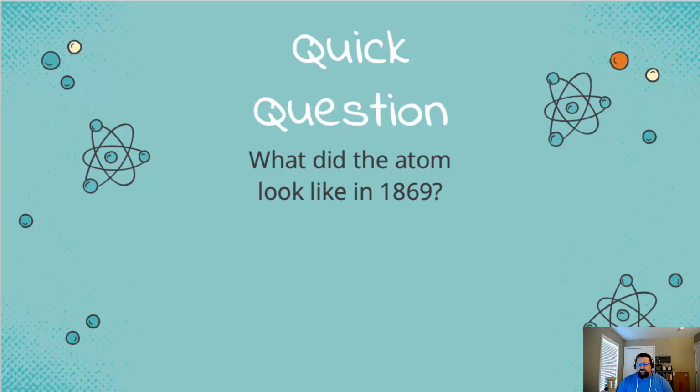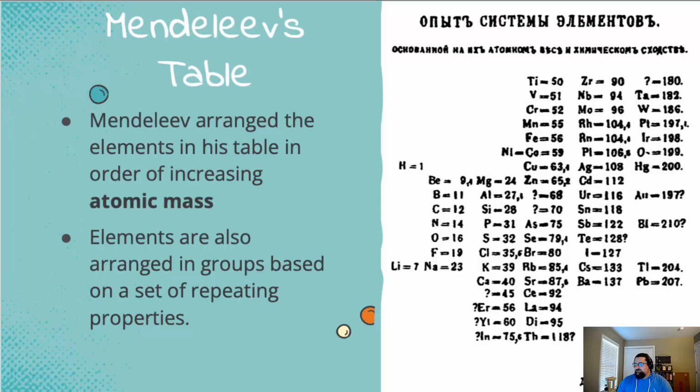We didn't know protons existed. We didn't know there was a nucleus. We only were going off of the Dalton theory, which is that atoms are these solid objects. And so we didn't have all the different things like atomic number and number of protons, number of electrons, number of neutrons. We had atomic mass. And so Mendeleev arranged it by increasing atomic mass.